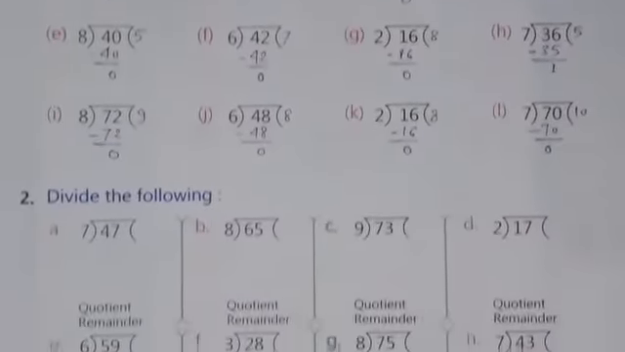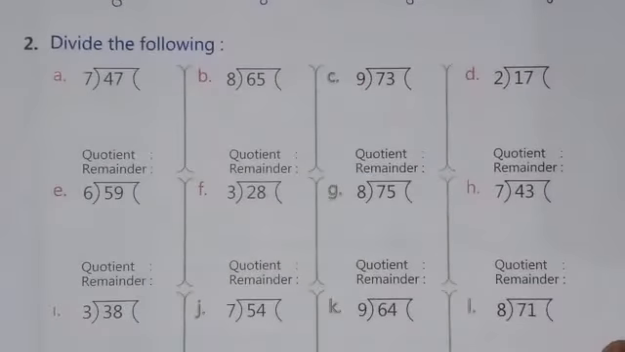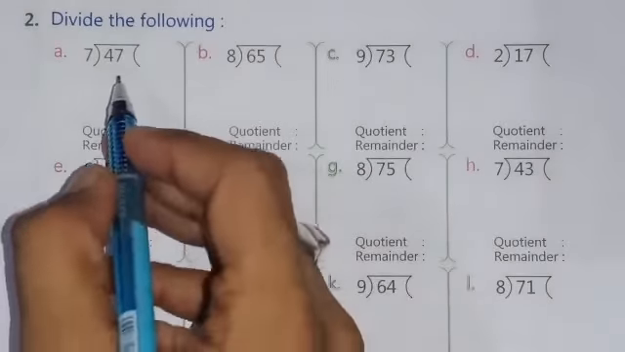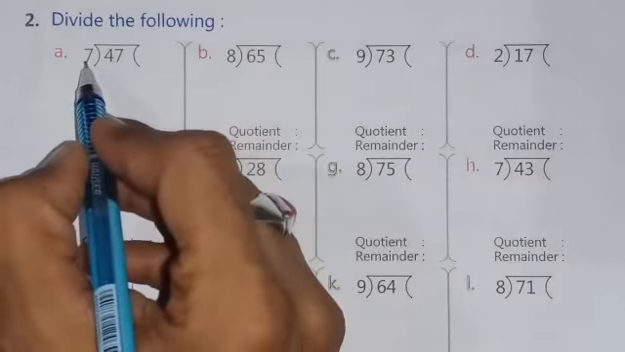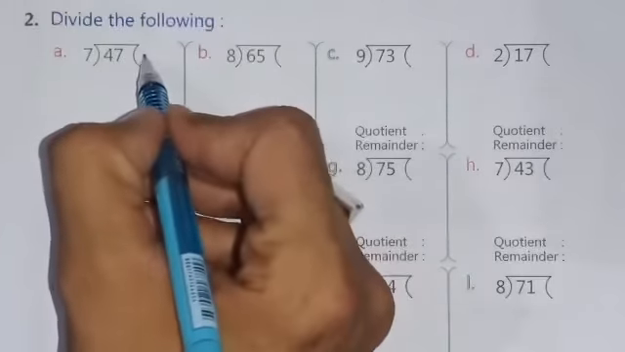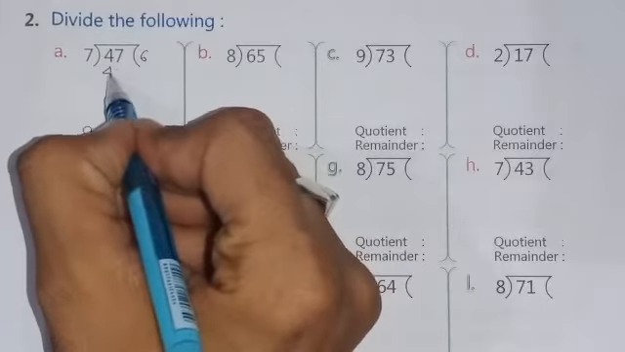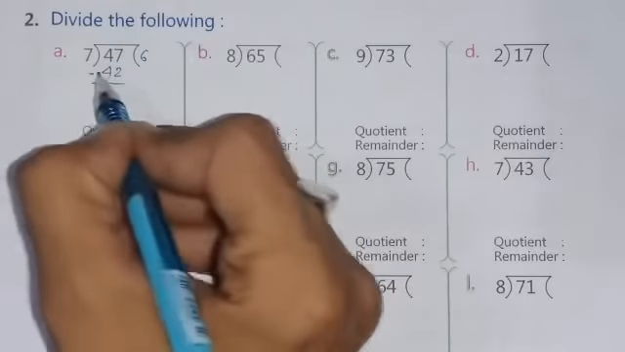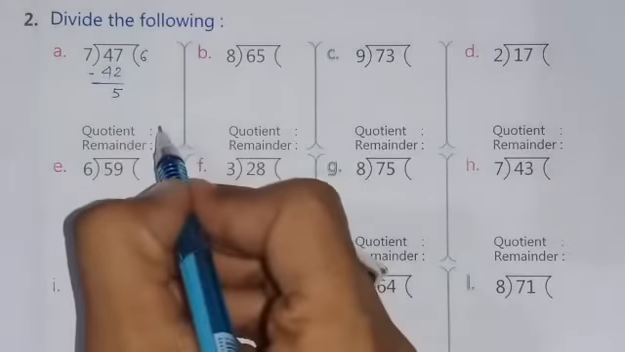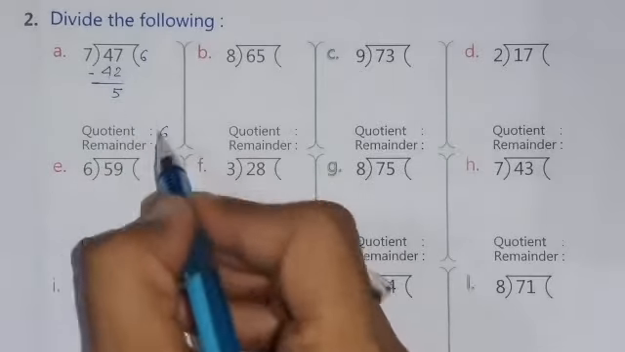Continue to see the next question, number 2. And the question is, divide the following. The very first question is 47 divided by 7. So in the table of 7, 7 6s are 42. On subtracting you will get 5. So here the quotient is 6 and the remainder is 5.